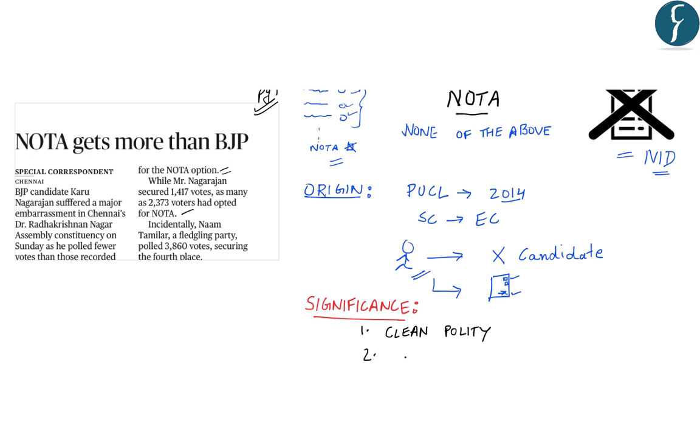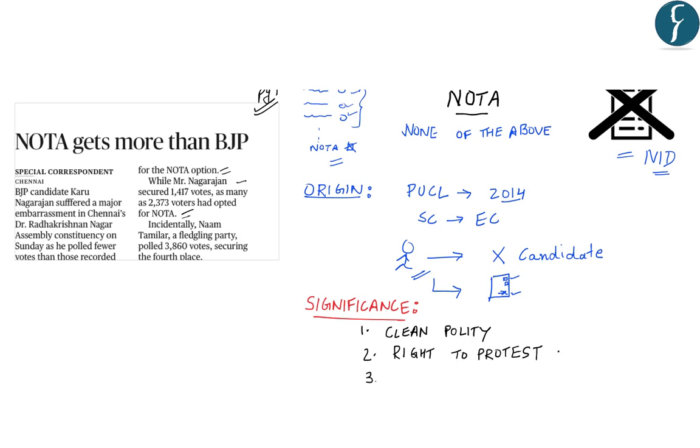The other significance is that it gives a great right to protest to voters. For example, here more than 2,000 voters voted for NOTA, but only 1,400 people voted for this particular candidate. So people definitely did not like this candidate. They would prefer none of the above over this candidate. So this gives a big right to protest.